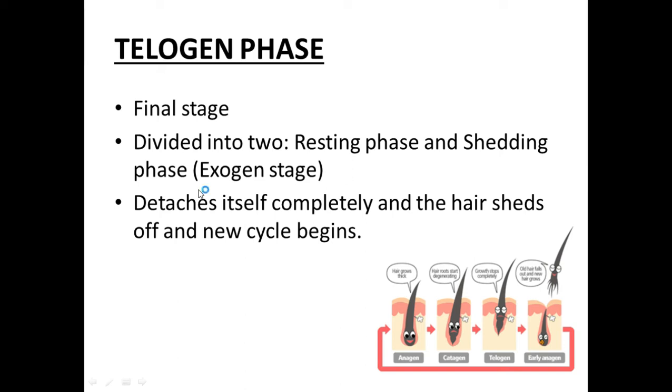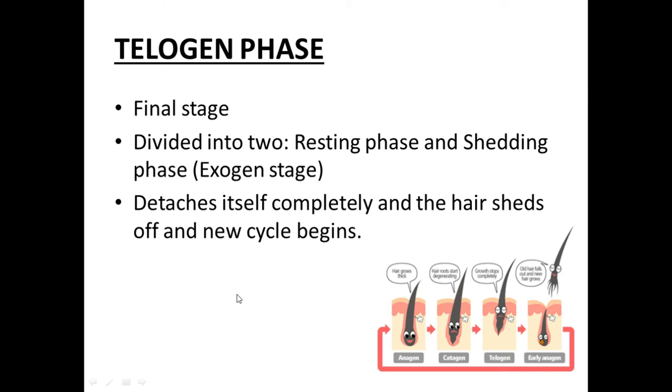Now in catagen, it didn't detach itself. It was there inside, but in telogen phase the hair detaches itself completely and the hair sheds off. It falls down from the hair and the new cycle of the hair begins. This stage or the shedding phase is also known as the exogen stage or exogen phase.